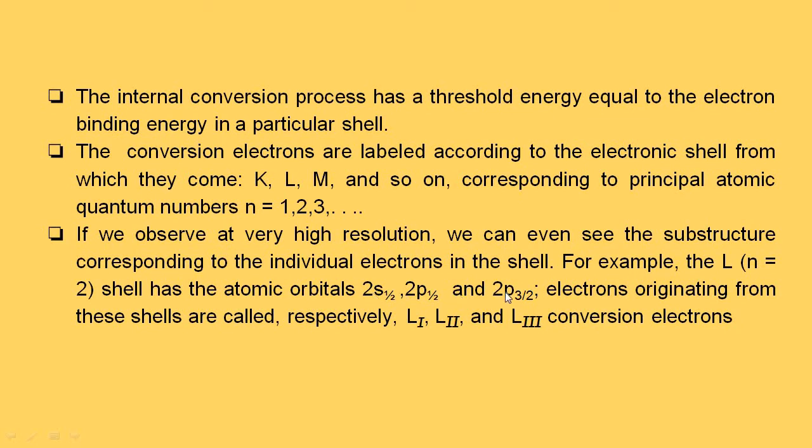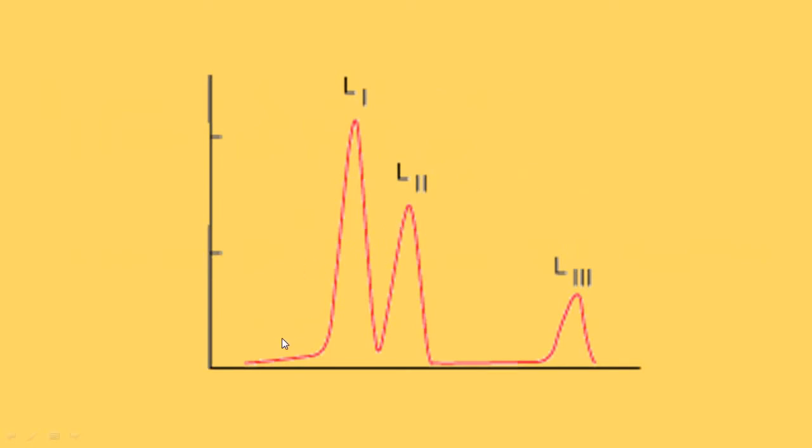Your L shell can have both s electrons and p electrons, and the p electrons can have angular momentum values 1/2 and 3/2. So from s you have L1, this is L2, and this is L3. And this is the structure. On a high resolution, you can separately see L1, L2, and L3, first, second, and third.